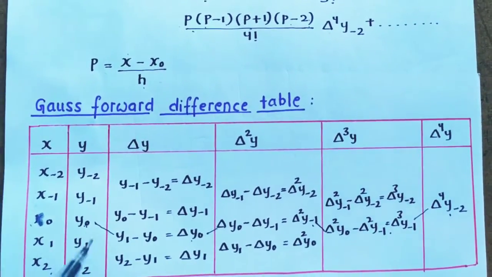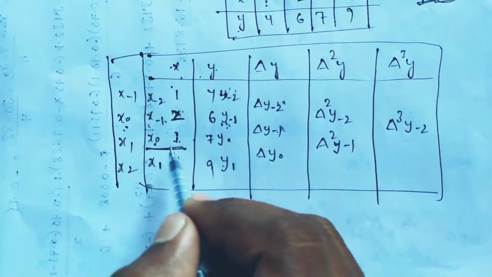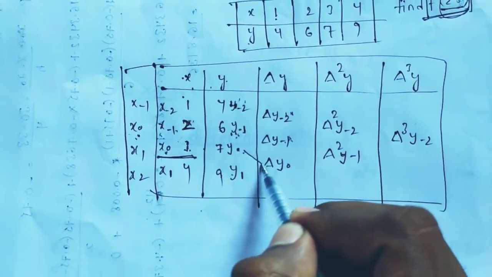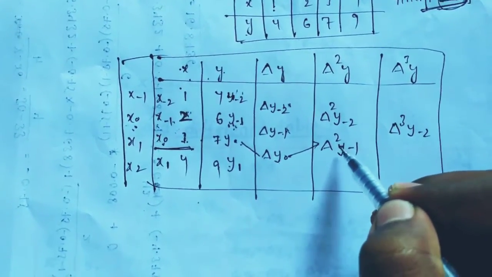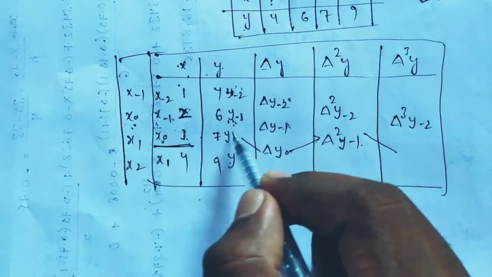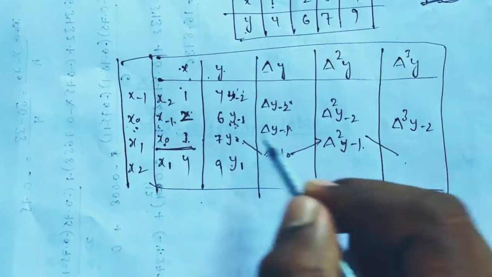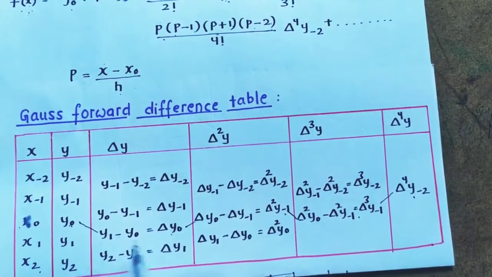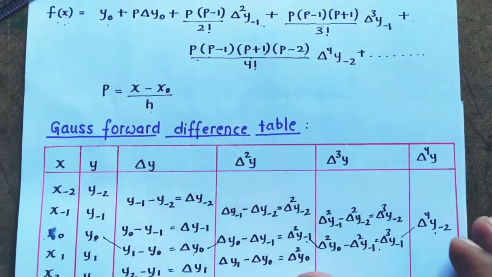So let's see, we take the same in this example also. Here x naught is this value and y naught, and similarly choose p into delta y naught and p into p minus 1 into del square y minus 1, and similarly this one, once down and once up, once down and once up. In this way, in this path we choose and write the formula for finding an unknown function by using the Gauss forward difference table.